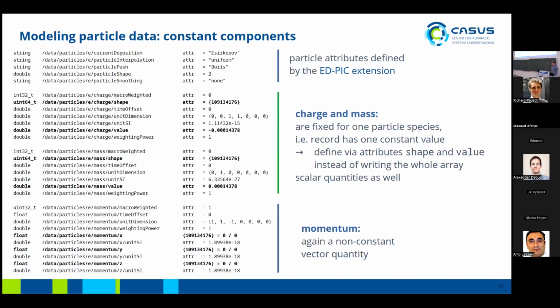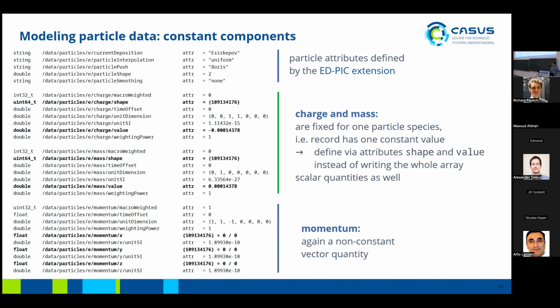Up at the top again, there are attributes for the electron species. Here again, not specified by the OpenPMD standard itself, but by the EDPIC extension. And momentum again is a regular non-constant vector quantity. So for example, if you don't need the position offset, you can set it as a constant component and set its value as 0, and then it will be ignored.